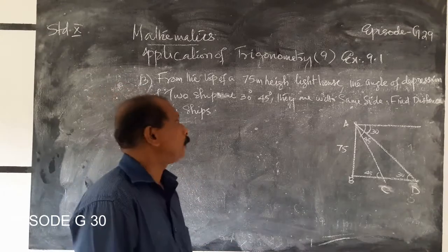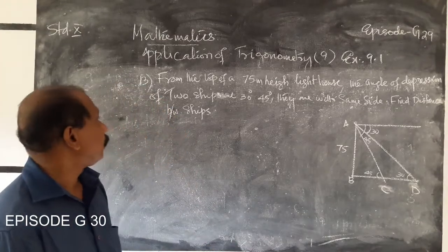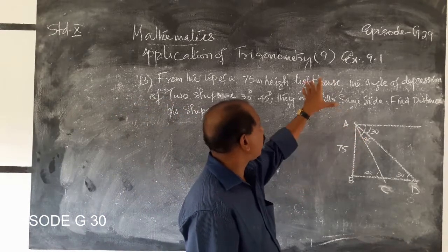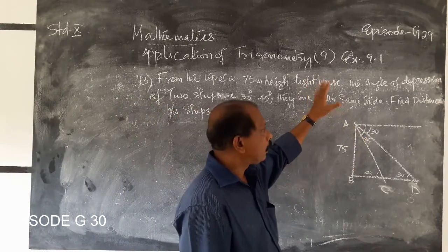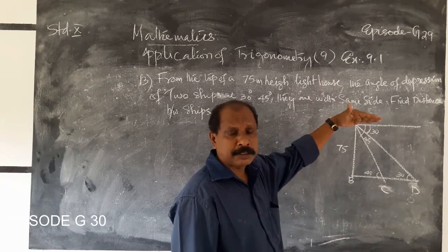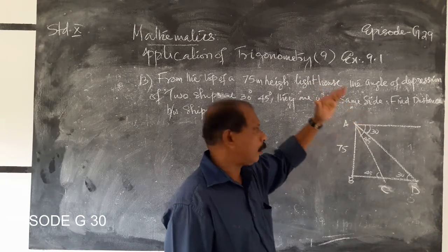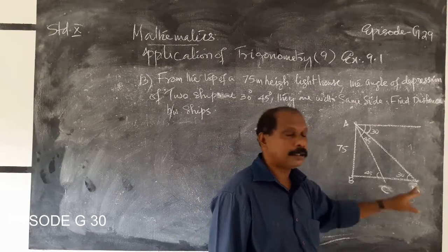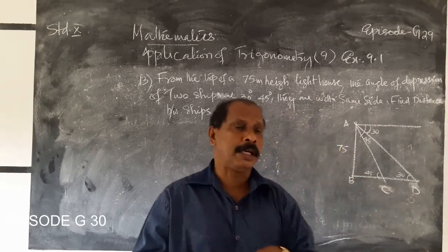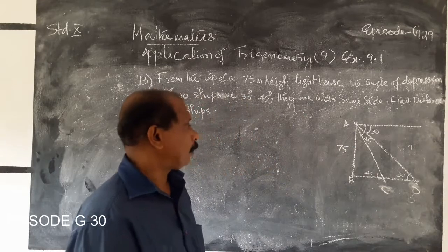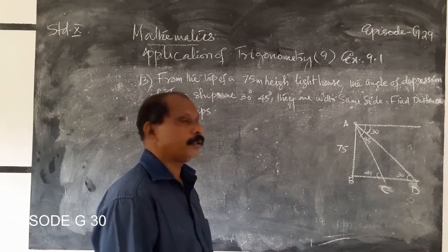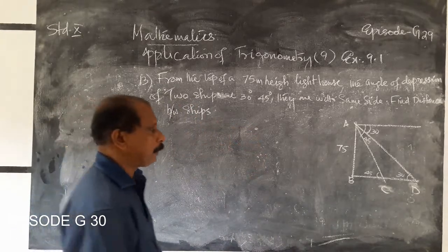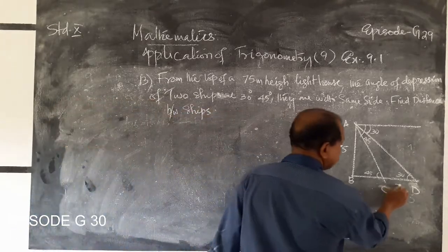The 13th question is also another question. From the top of a 75 meter high lighthouse, the angle of depression, means the vision is in the downward direction from the horizontal, of two ships, they are at C and D. They are on the same side, one behind the other, at 45 degree and 30 degree. We can find out the distance between the ships. That means CD. That is x.